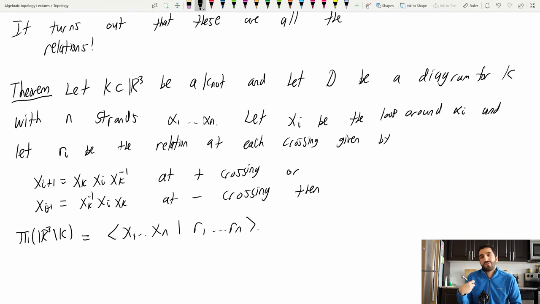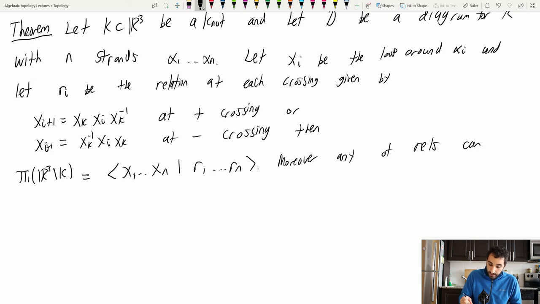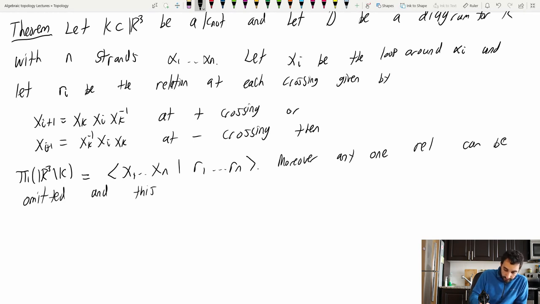And here's just a little addendum that's not a big deal, but can help sometimes. Moreover, any one relation can be omitted. So there's some redundancy here, and this is still a presentation for pi 1 of R3 minus K.